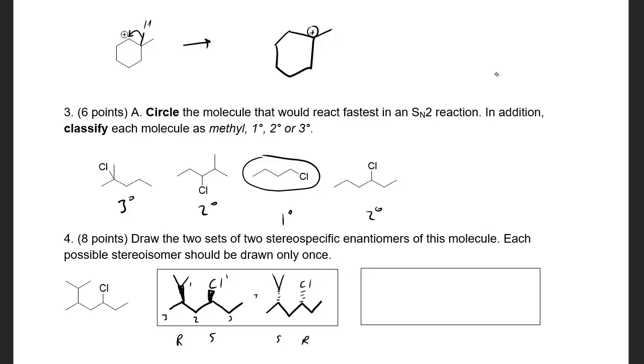And then my second set of enantiomers is, we'll go ahead and put the isopropyl group on a wedge. And my chlorine, no, chlorine is on a dash. Right there. And then the enantiomer of that is going to be chlorine being on a wedge and my isopropyl group being on a dash.